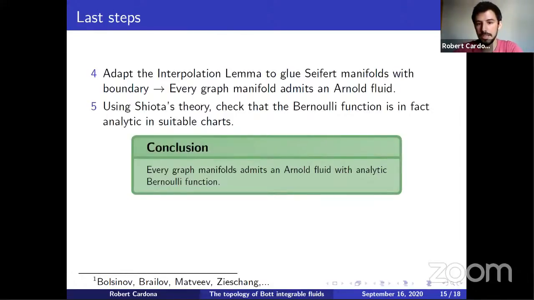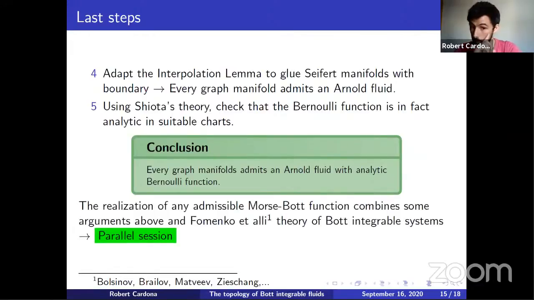And to conclude about the analyticity of the Bernoulli function, you need to use a theory of Sciotta, who tells you in which circumstances a function is actually analytic in some charts. And so you can conclude Theorem 1, which was telling you that every possible manifold admits an Arnold fluid with an analytic Bernoulli function.